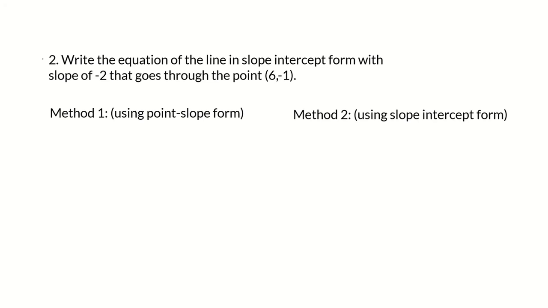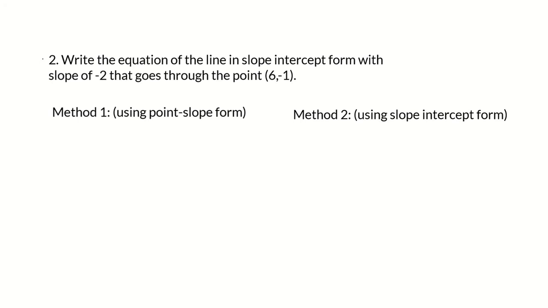Now we can also write a linear equation if we don't necessarily have all of the information yet that we need. For example, number 2, write the equation of the line in slope-intercept form with slope of -2 that goes through the point (6, -1). We can still find this linear equation, we just need to go about it a different way. And there are two main methods that we could use. The first one is using what's called point-slope form.